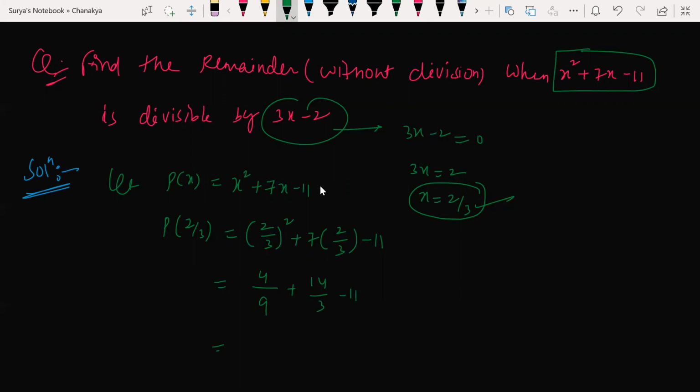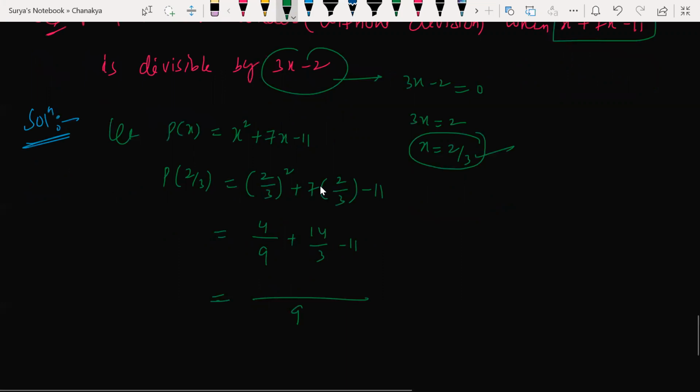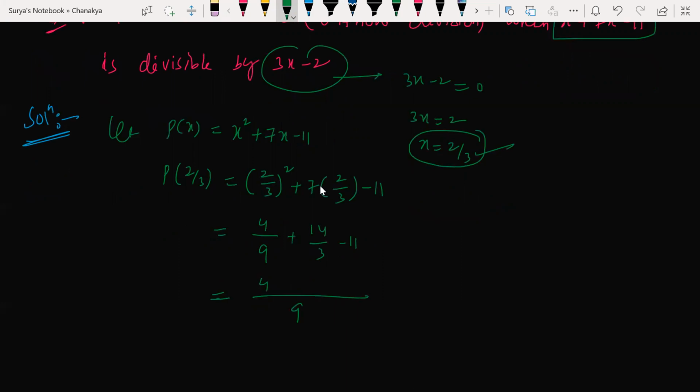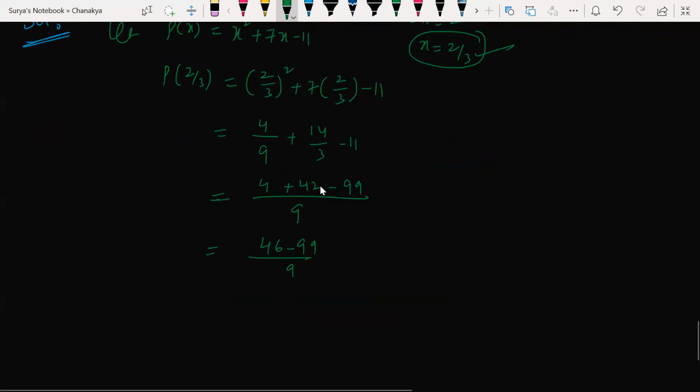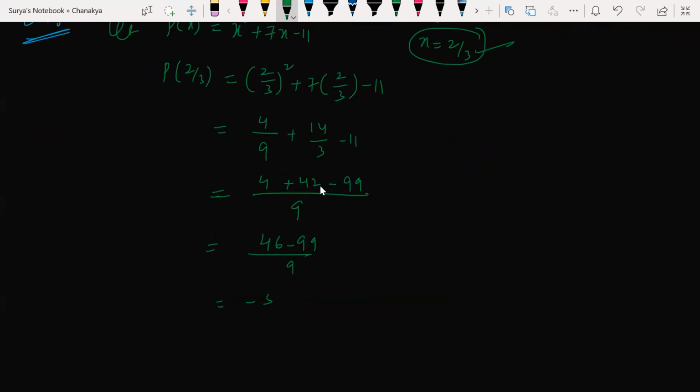Understood, beta? What is the LCM here? LCM is 9, right? So 4, and 14 into 3 is how much? 42. So 4 plus 42 minus 99. Minus 99, correct? So it's minus 53. 46 minus 99 is minus 53 by 9. Yes, sir, I got it. Minus 53 by 9 is the right answer.